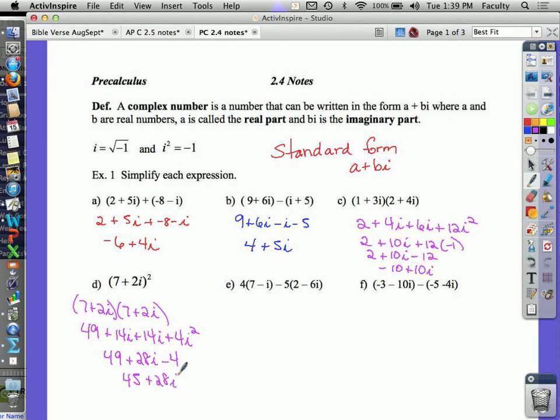Check your answer with the board. I got 45 plus 28i. If you did not, check what happened. i squared's a negative 1. All right, try E and F on your own if you haven't already. Try both of those.